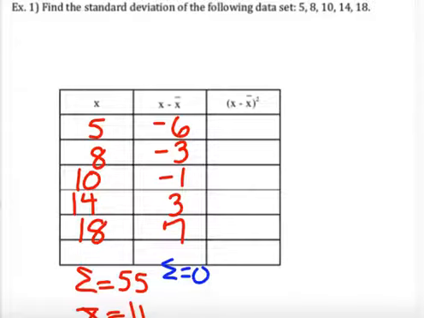Okay, so step 1 was to find the mean. If you'd like to write that off to the side, x bar, that was step 1. Step 2 was to find the differences.